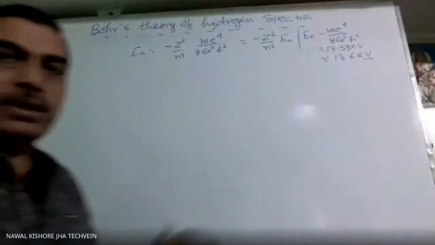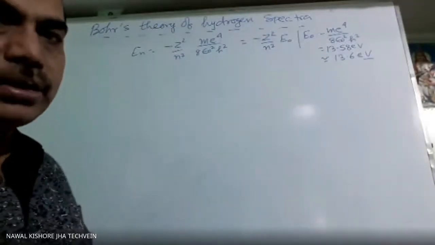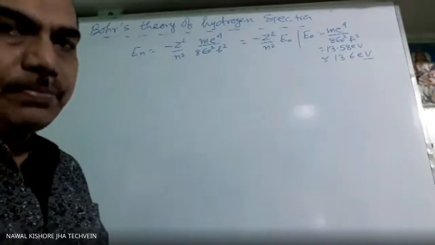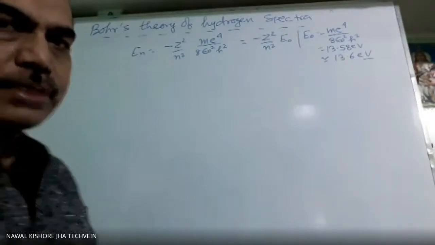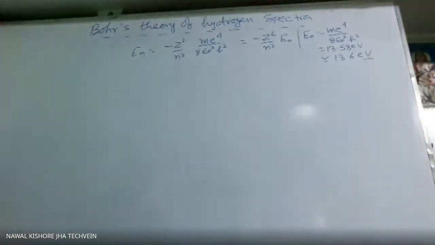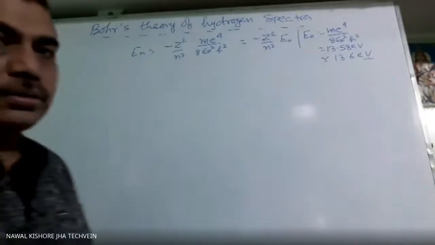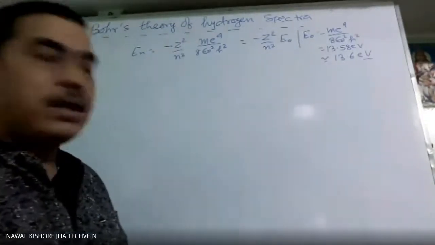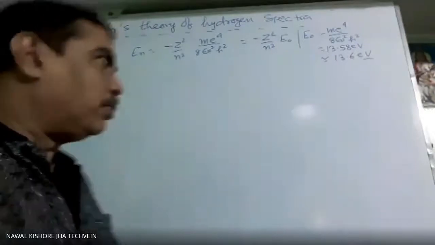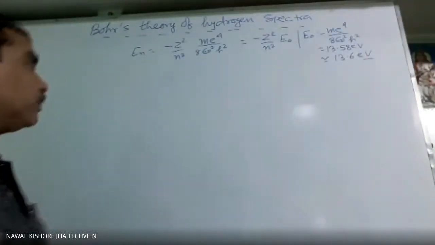An energy level diagram is the diagram representing the energy of an electron revolving in different orbits. That is the meaning of energy level diagram. So today we shall see the emitted line or absorbed line of the hydrogen spectrum. So, about the hydrogen spectrum.